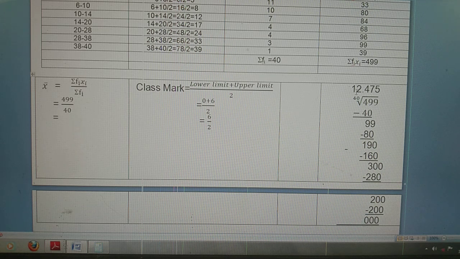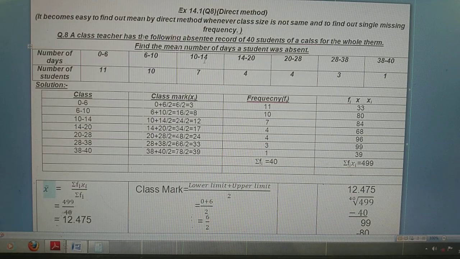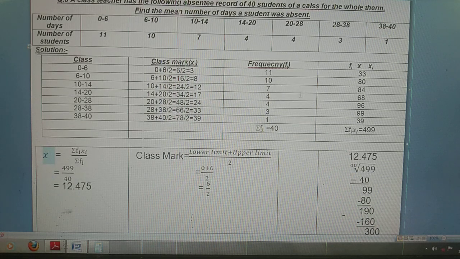So here we have the answer 12.475. So 12.475 is the mean of this question. Go through the whole answer once again. Thank you.